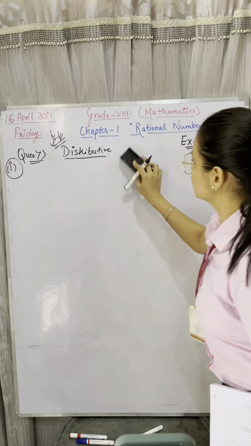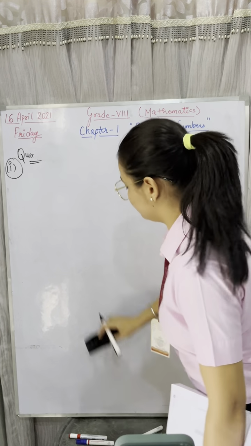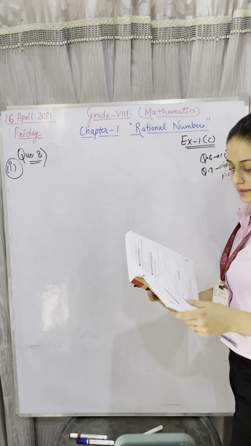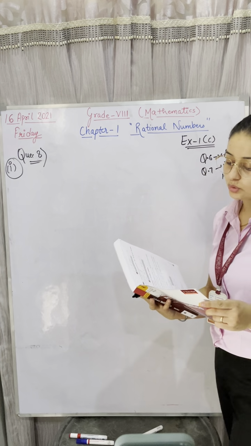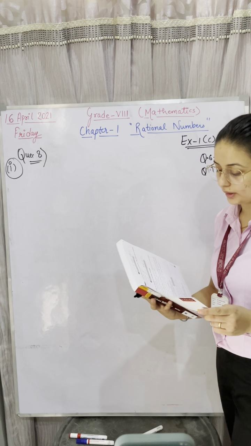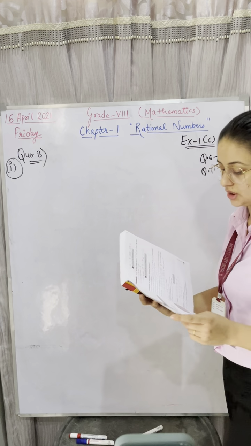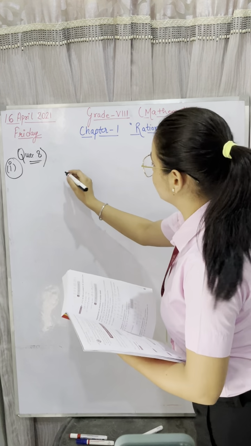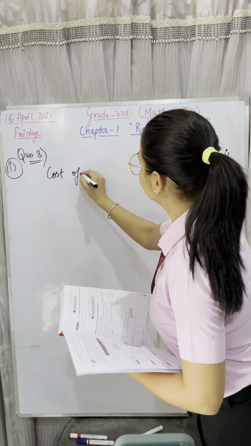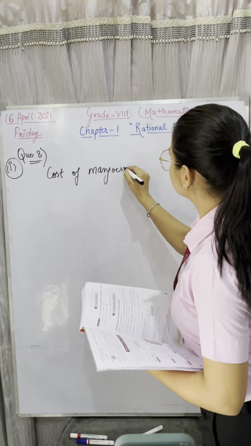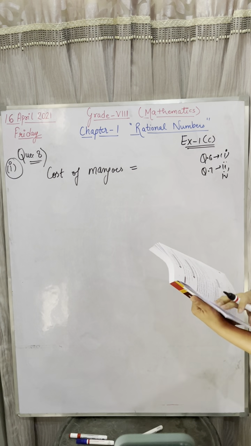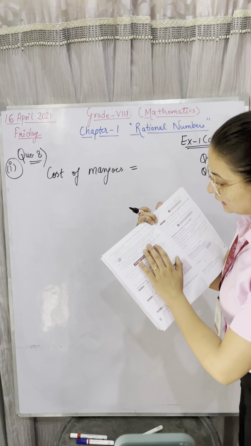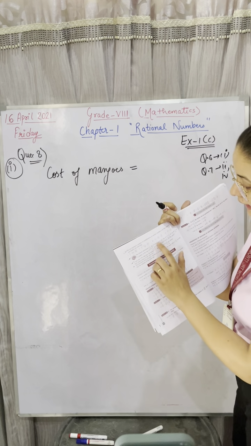Question 8. Now question 8 is based upon what problem? Question 8 is: Mr. Khosla purchased 2 1/2 kg of mangoes at the rate of 25 3/4 rupees per kg. So I'm writing here how you have to write. Cost of mangoes is equal to, see, they have given two mixed fractions.